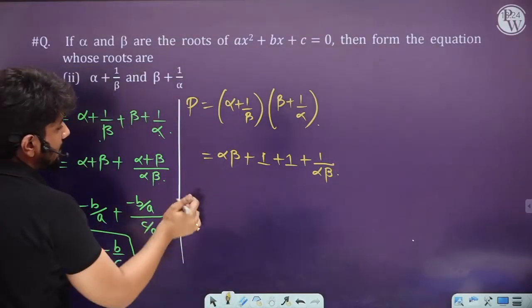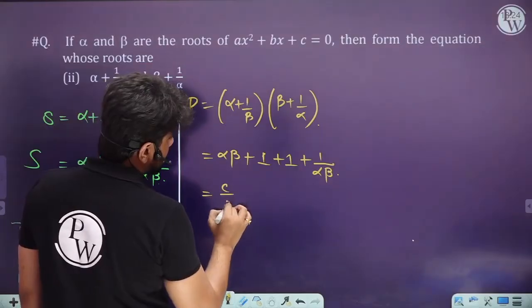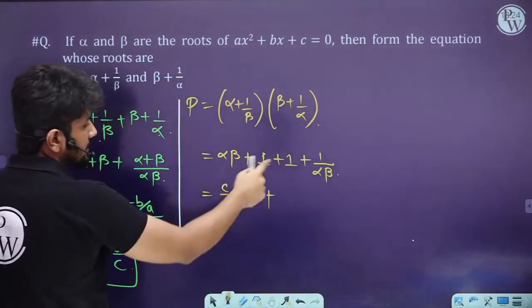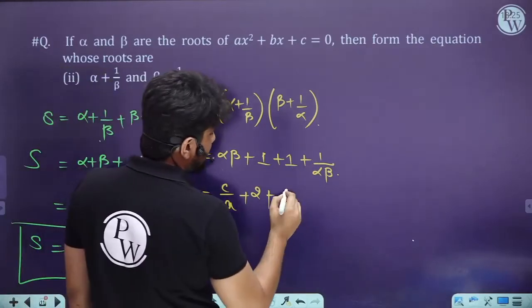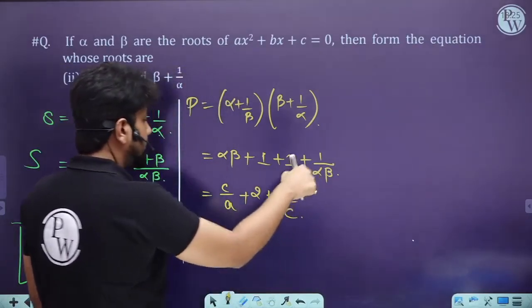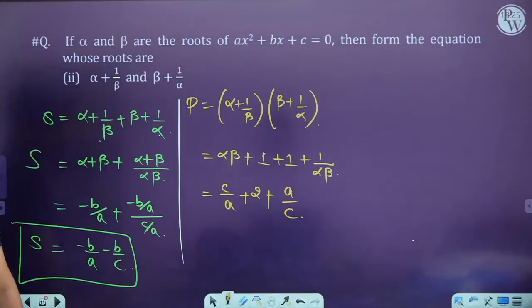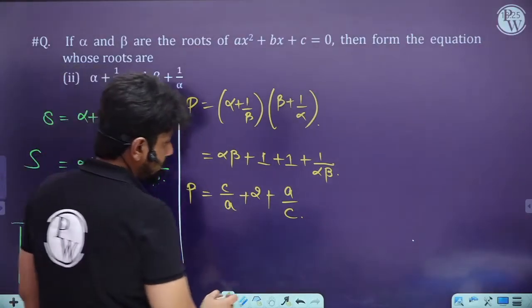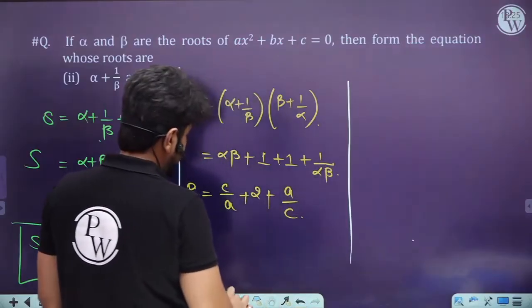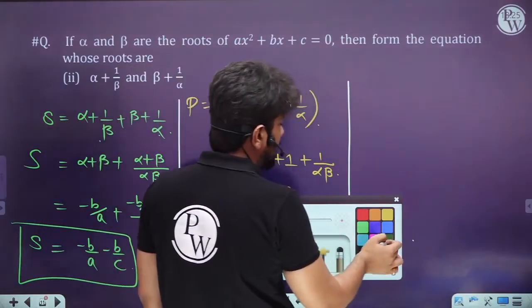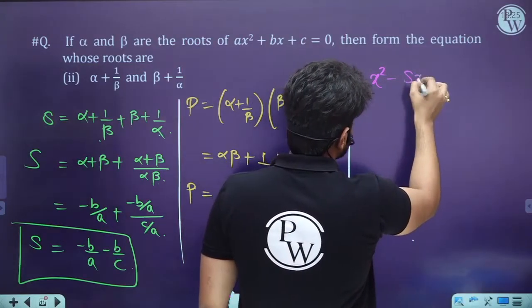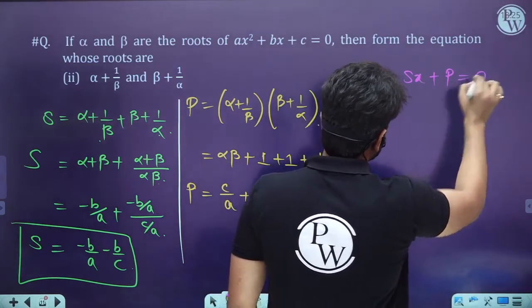So now you can put the value for alpha beta as c upon a, plus here we have 2, 1 plus 1, that will be 2. 1 upon alpha beta will be a upon c, putting the value for alpha beta as c by a here. Okay, everybody. So this came out to be our product of roots. If we have these two things, now I can form our required equation that x square minus sum of roots into x plus product of roots is equal to 0.